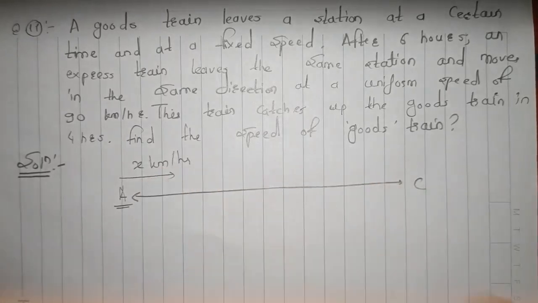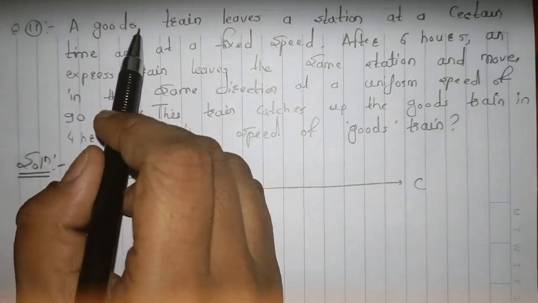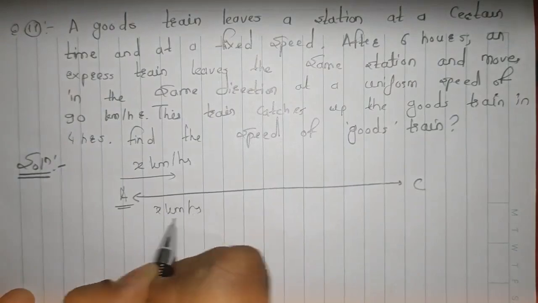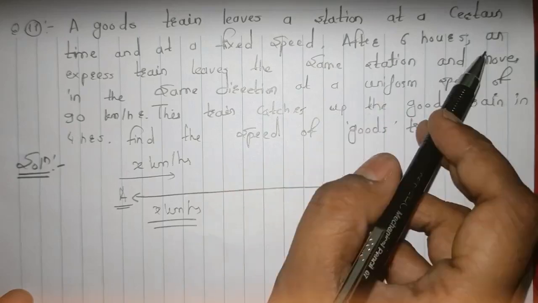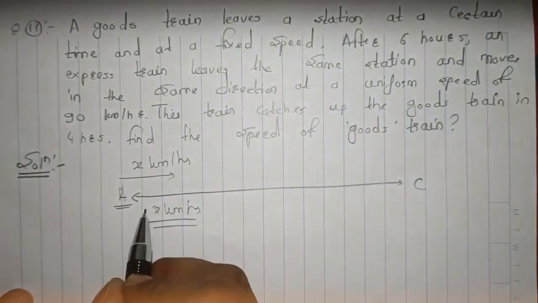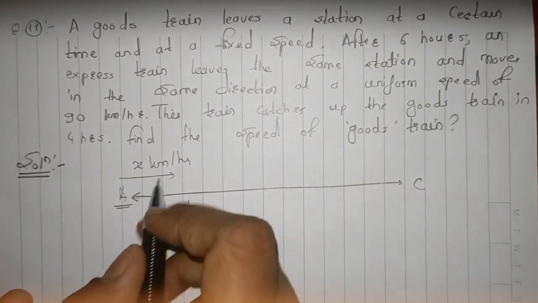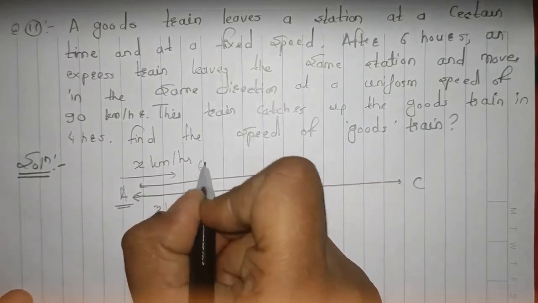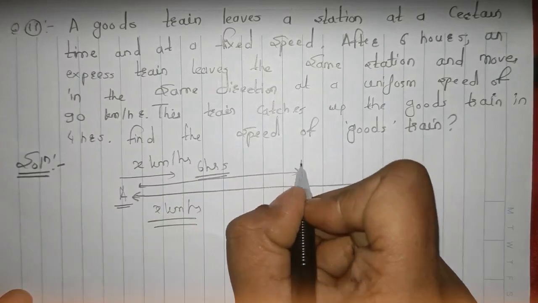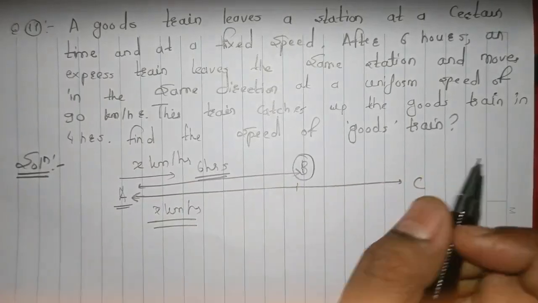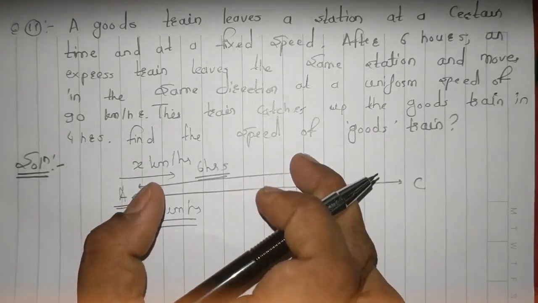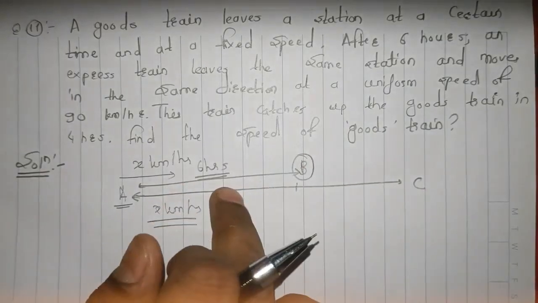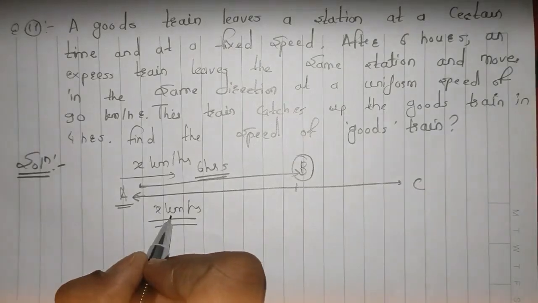First of all, in the first scenario the goods train leaves the station at a certain time, moving at x km per hour, and after 6 hours an express train leaves the same station, which means for those 6 hours only the goods train is moving. This is the total distance covered by the goods train in 6 hours. Consider this point as B. Am I right? Up to the point B, the goods train has taken 6 hours, and it is moving at x km per hour.